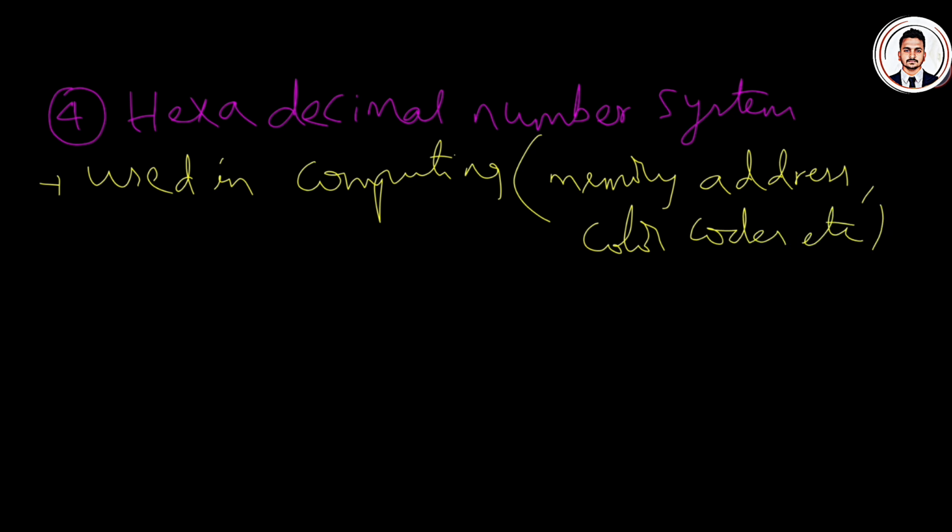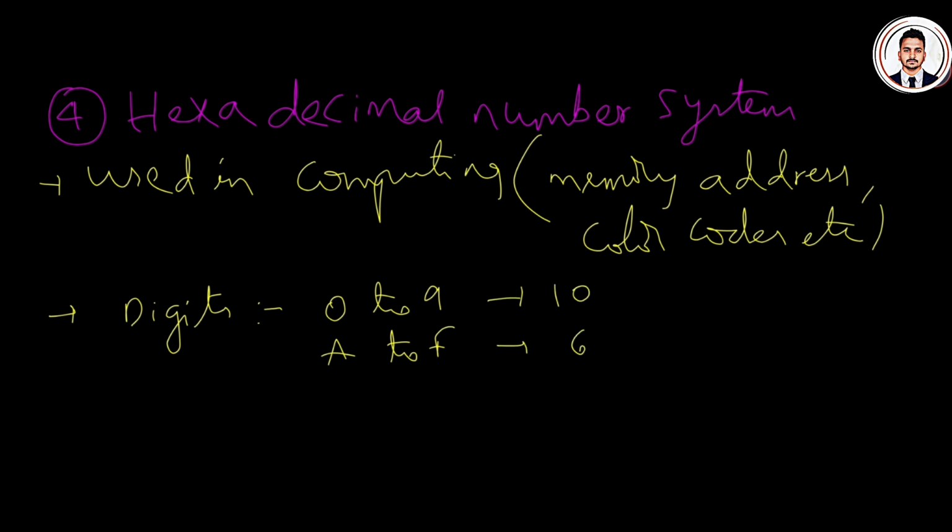What are the digits it uses? It uses a mixing of both numbers and alphabets: from 0 to 9 and from A to F. So these are 10 numbers and these are 6 letters, a total of 16. That is why the name is hexadecimal number system.